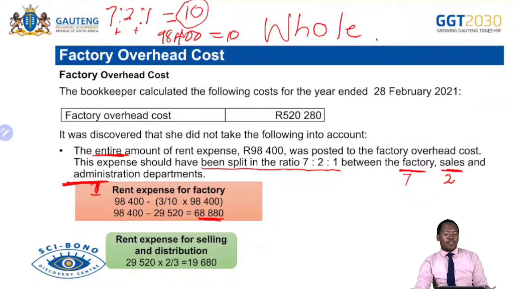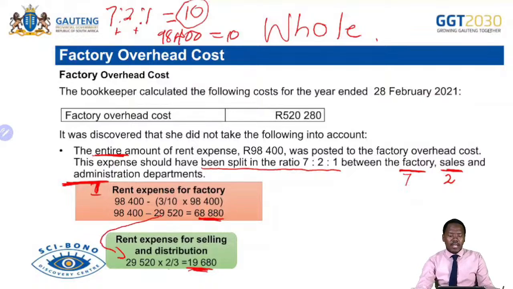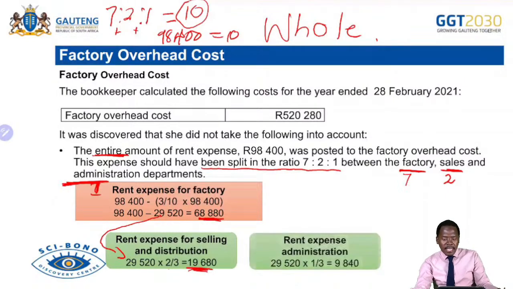Right, now, for selling and distribution, because we are going to be doing our abridged income statement, we are going to say 2 over 3. Where is 29 coming from? From our calculations we have worked on above. 29,520 times 2 over 3. Then we get 19,680. And then for our admin, it will be 29,520 multiplied by 1 over 3. Then we get 9,840.